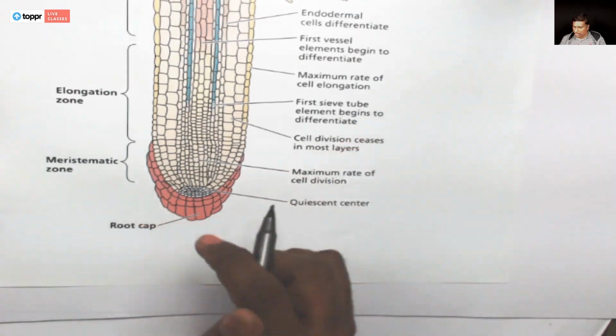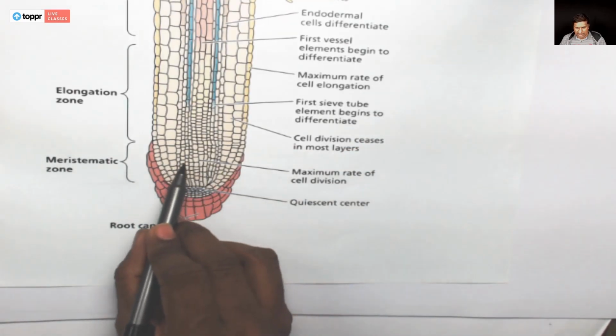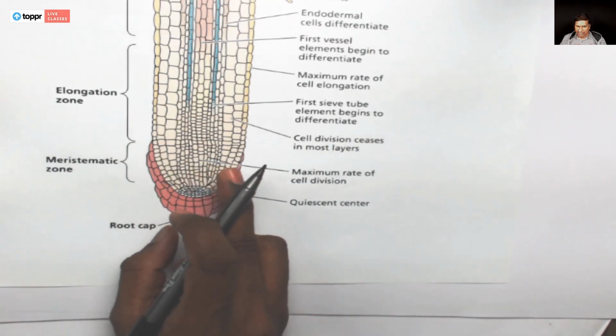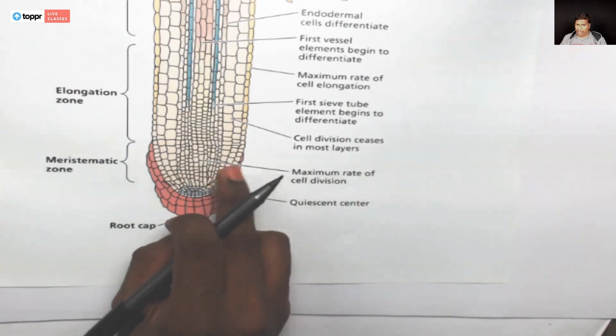Okay, so here you can see all the cells are of the same type. They are not differentiated. They are not converted into a different form. They all look the same.